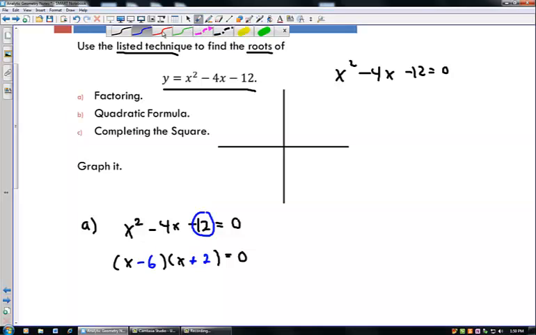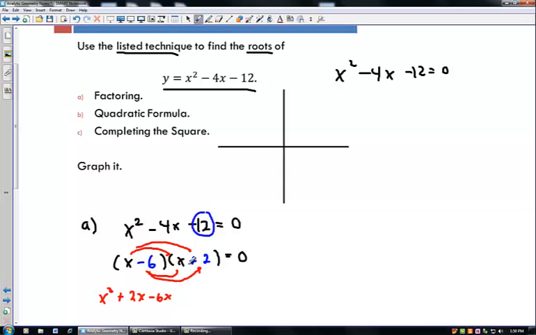The way I check it is I simply FOIL it out. So I just take x times x and x times 2, and I get x squared plus 2x. And then negative 6 times x, so that's a minus 6x. And then a negative 6 times 2, which gives me a minus 12. And that is x squared minus 4x plus minus 12. And so that checks.